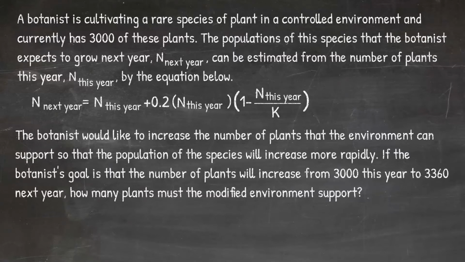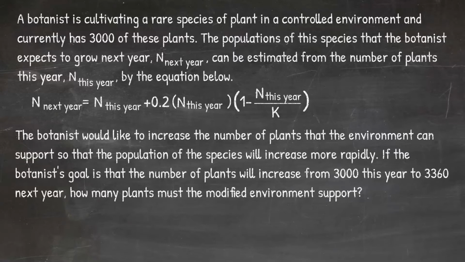A botanist is cultivating a rare species of plant in a controlled environment and currently has 3,000 of these plants. The population of this species that the botanist expects to grow next year, represented by N next year, can be estimated from the number of plants this year, represented by N this year, by the equation below.